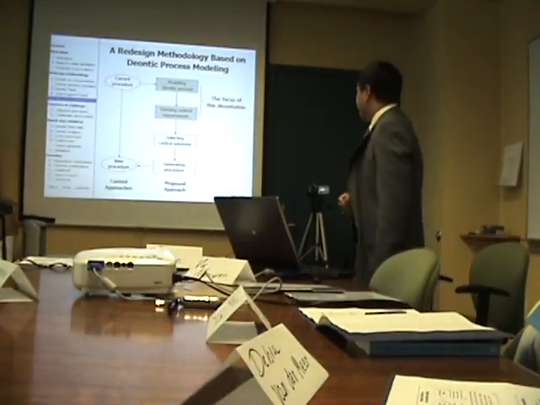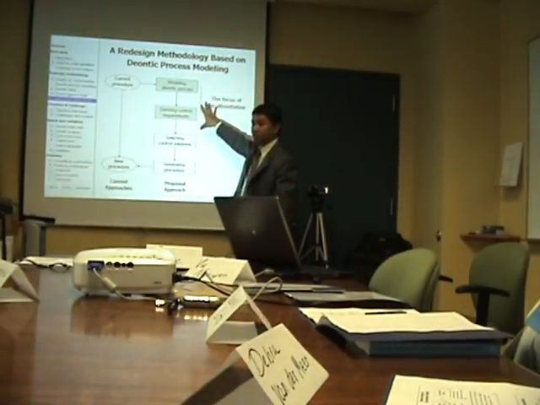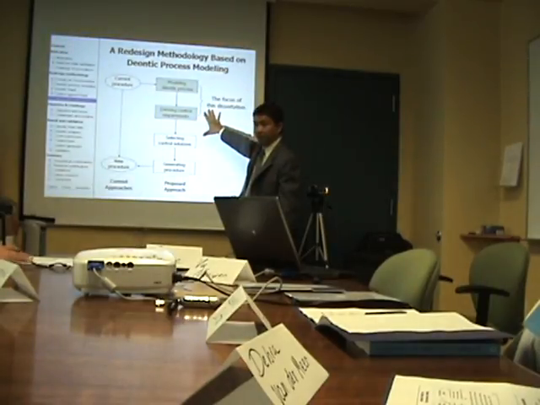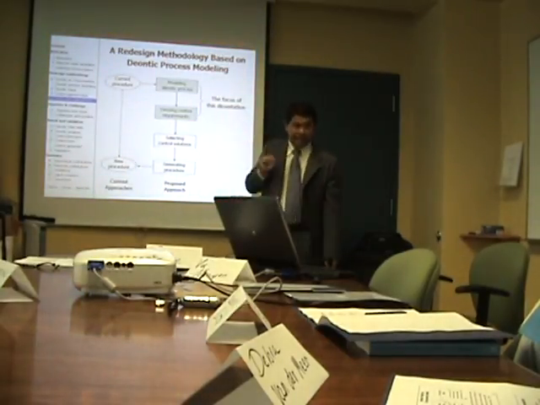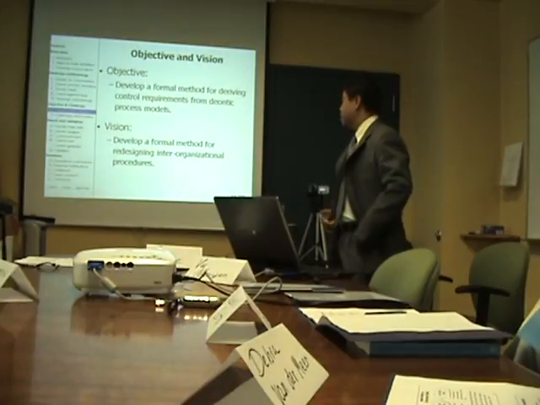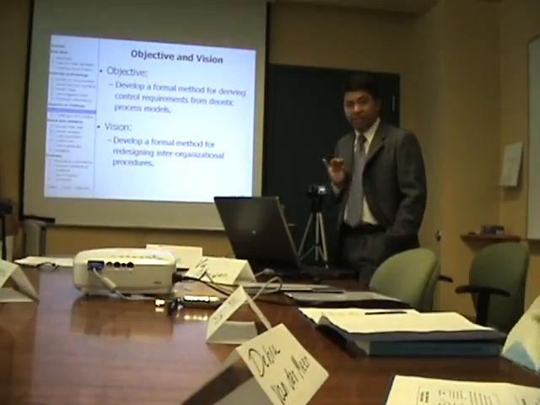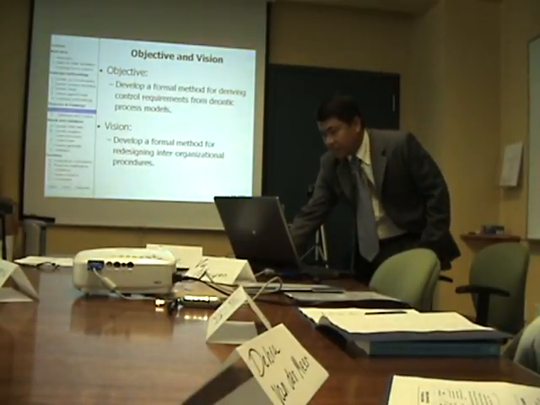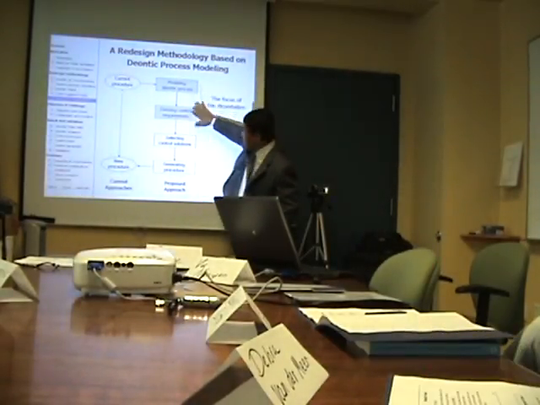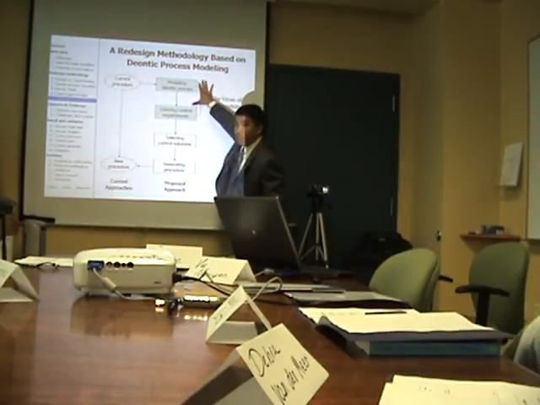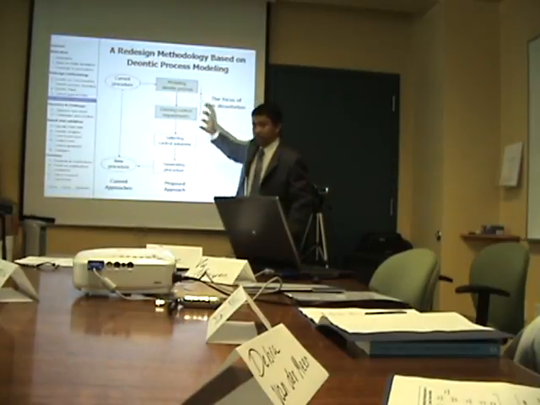This dissertation focuses on the first two areas, modeling the deontic process and deriving control requirements. The vision of my future research includes the complete redesign cycle. So the objective of the dissertation is to develop a formal method for deriving control requirements from the deontic process model. You can see here the main purpose is in these two areas. In order to derive control requirements, we need to formalize the deontic process. So these two go together and will be accomplished in the dissertation.